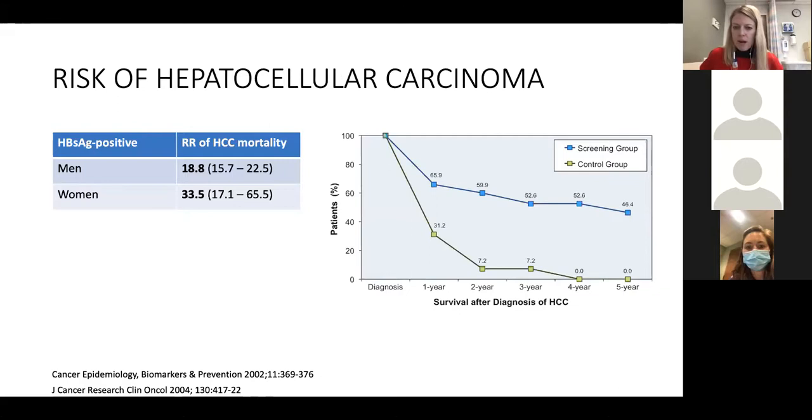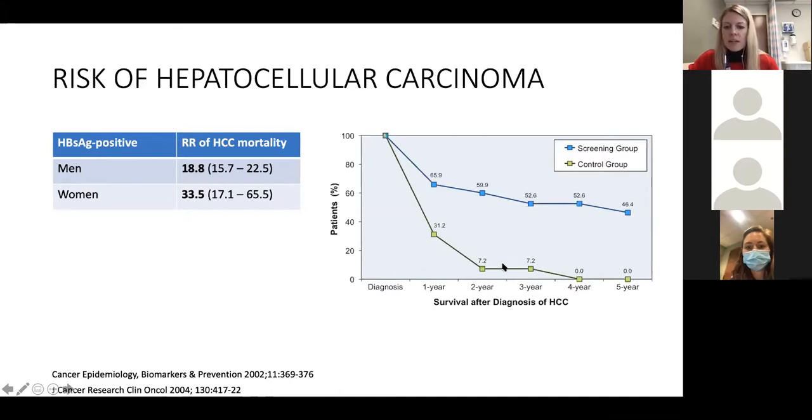And the graph I'm showing you here is from a prospective cohort study in China, where they looked at mortality for hepatocellular carcinoma in patients with chronic hepatitis B. And the blue line is in patients who were screened for hepatitis B, and you can see that a higher proportion of those were alive at 5 years after diagnosis with HCC.